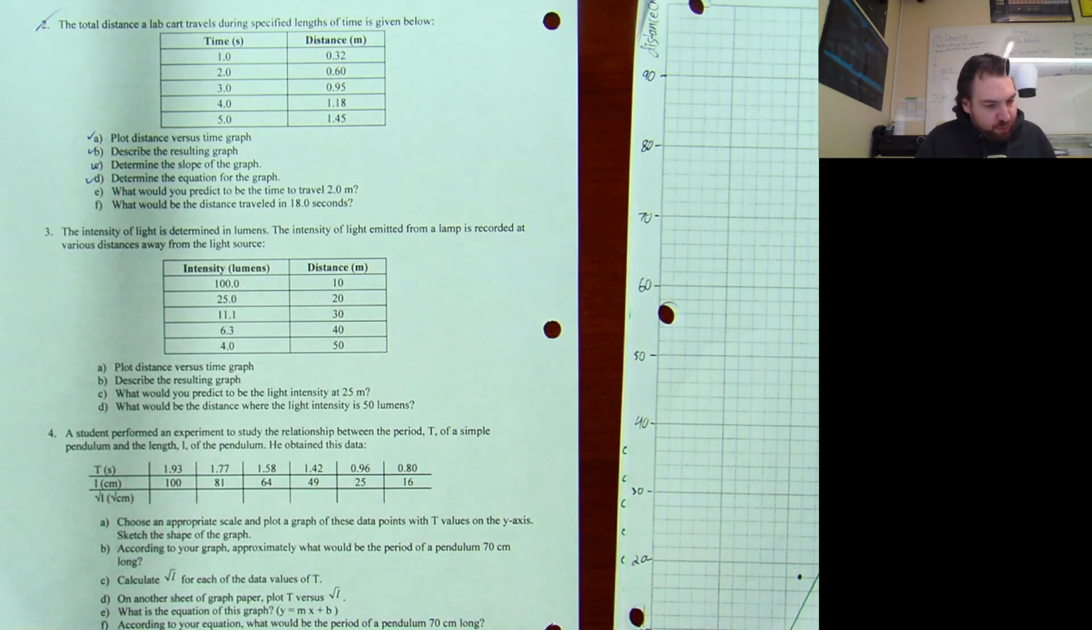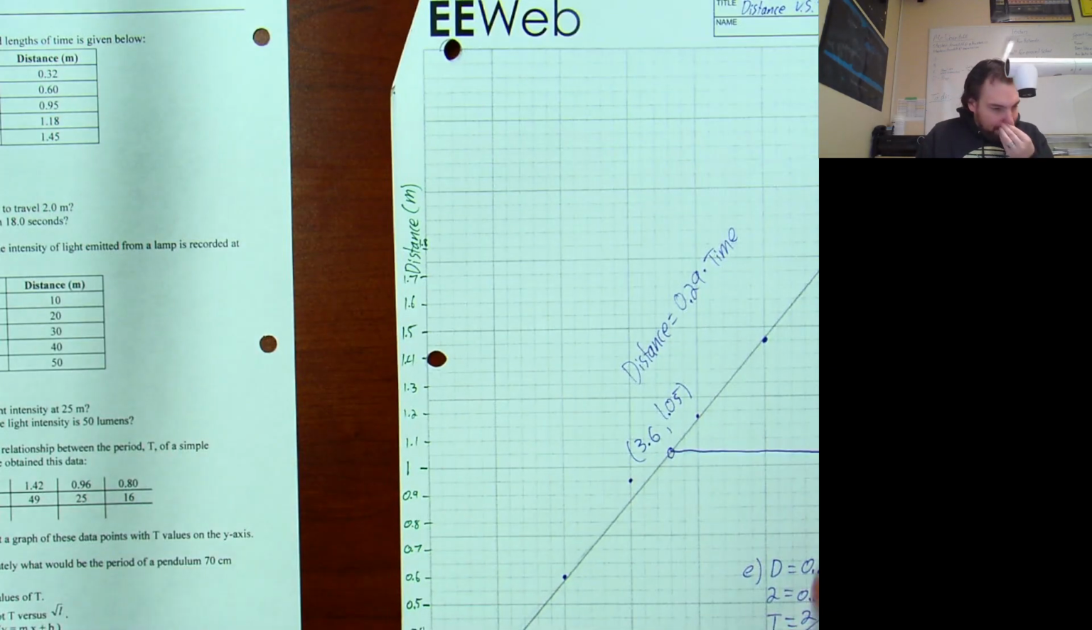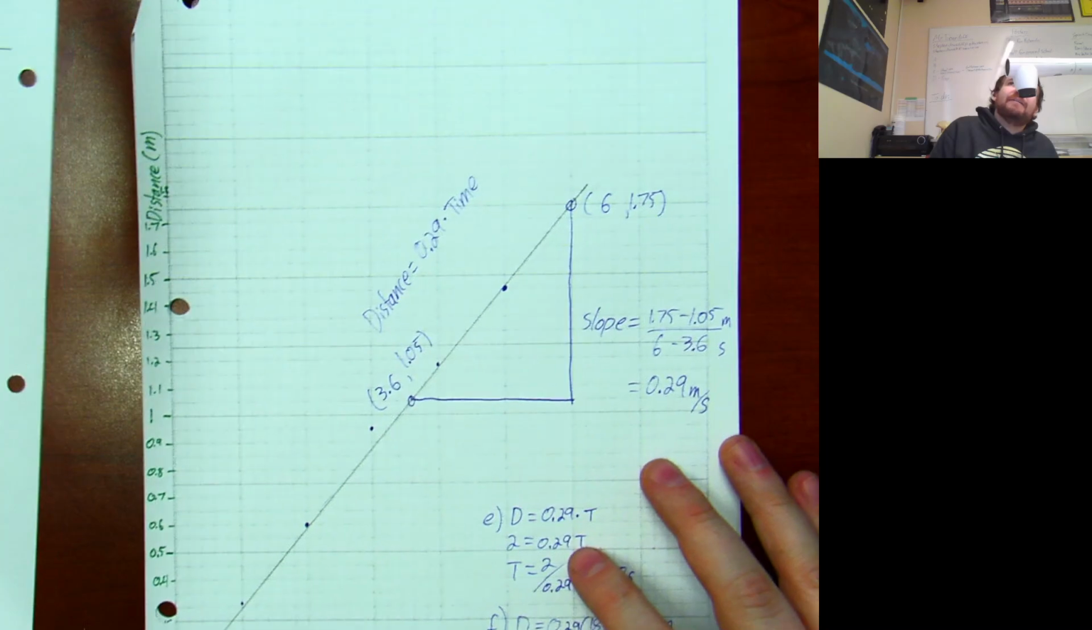Question 2 says the total distance a lab cart travels during specific lengths of time is given below. So this is a lot easier. We've got one data set, we've got a lab cart, we've got some time, we've got some distance. I want to plot the distance versus time graph. So here's the plotting of my data.